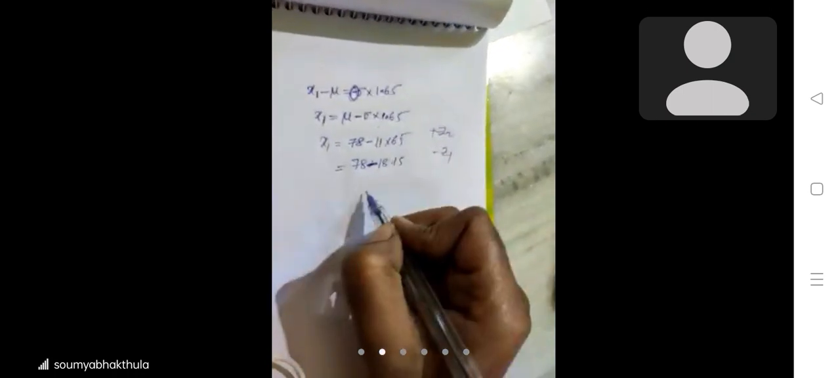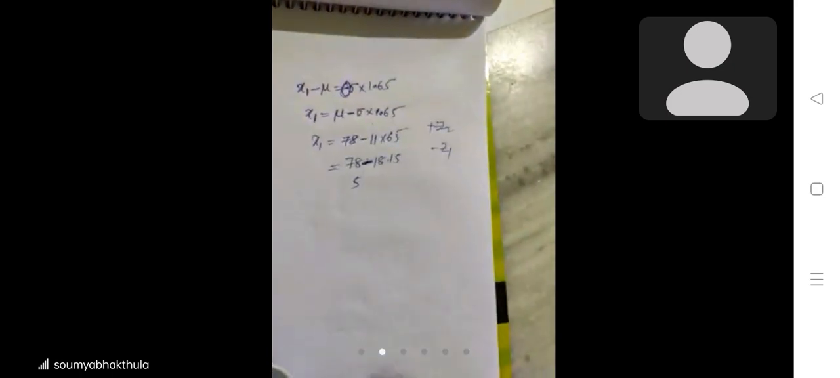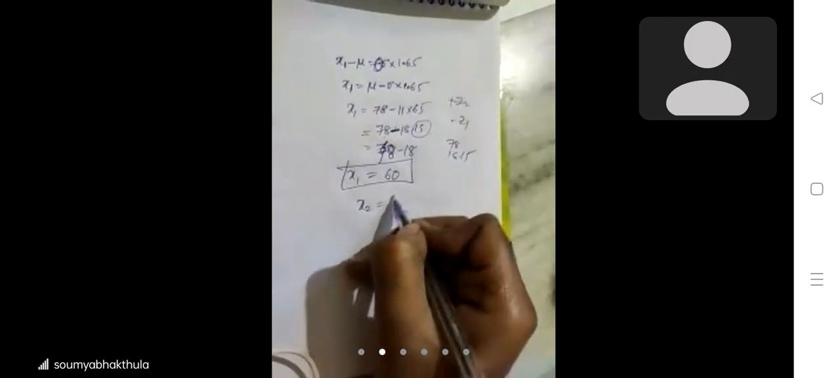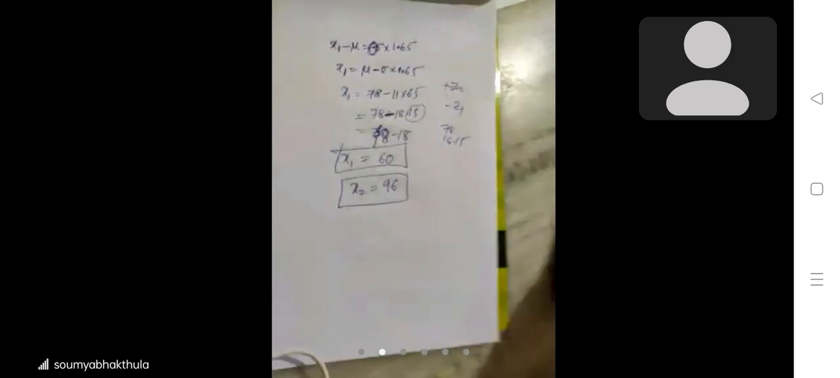In the previous one we got the plus symbol because for Z2 we have a positive value. Here we have minus Z1, that's why we got minus here, that's it. So 78 minus 18. What is the value? 60. So I'm taking 78 minus 18, that is 60. We got the value of x1 and we got x2 also, 96. So these are the limits, right?